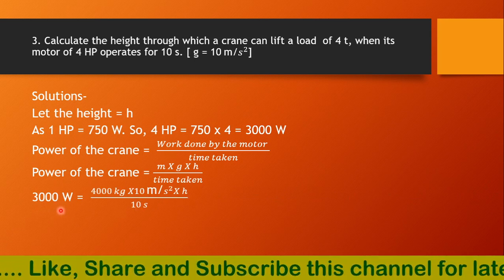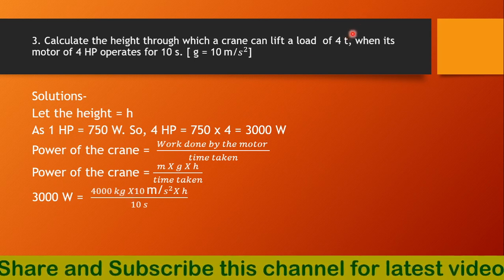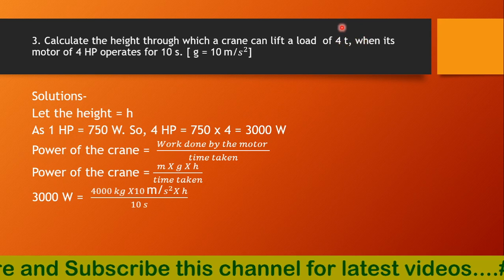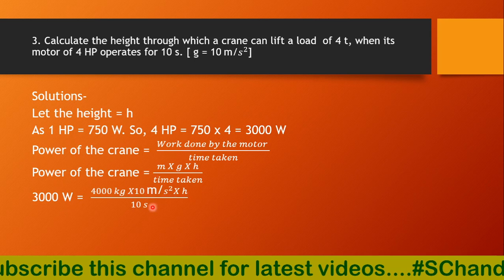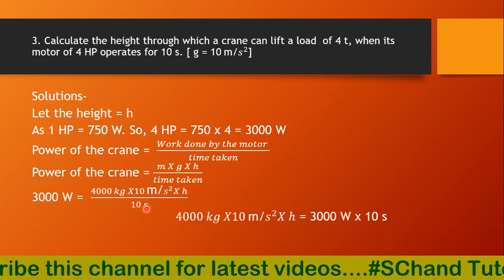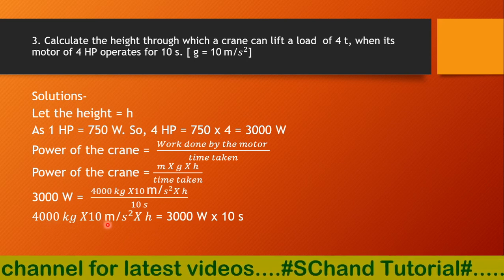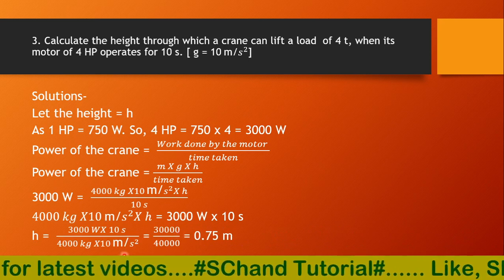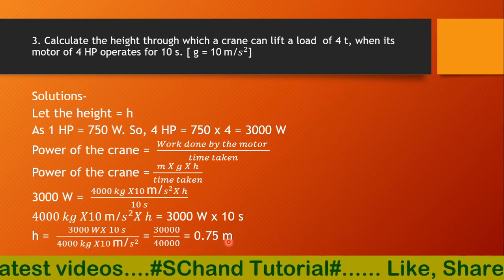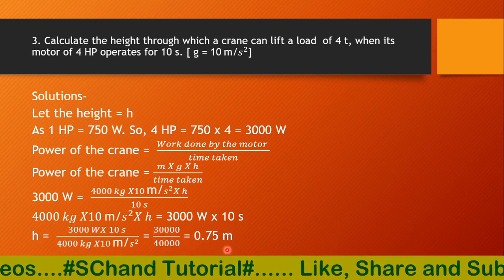Power is this 3000 and mass is 4000 kilogram because 4 ton is given. 1 ton is equal to 1000 kilograms, so 4 ton is 4000 kilogram into 10 meter per second square into h over 10. So h will be equal to, cross multiplying, 4000 into 10 into h is equal to 3000 into 10. So h will be 3000 into 10 over 4000 into 10, that is equal to 0.75 meter. Zeros will cancel, only 3 over 4 will be left, so 3 over 4 is 0.75 meter.